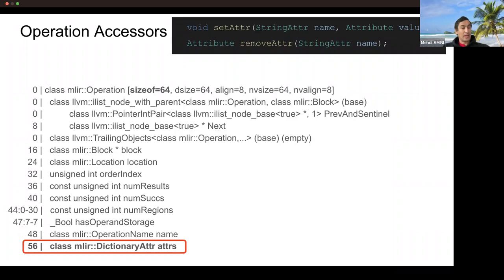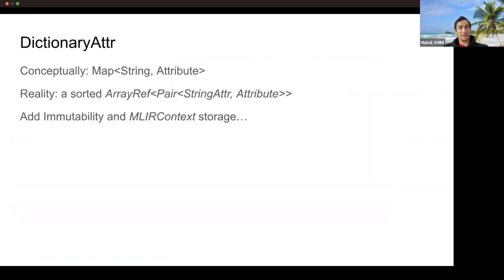This is the member we are looking at, the very last member of the operation class. There is the dictionary attribute, which is itself an attribute, right? So conceptually, a dictionary attribute is a map. It maps a string to an attribute value. In reality, how it's implemented, it's an array of pairs of string attribute and any attribute. The pair represents the key and value, and it's just a sorted array, sorted by the key. So when you want to query something, you can imagine that you can just do a bisection to find the right place. And you note that the keys are also attributes themselves. This is really the implementation of a dictionary attribute. Now, think about that. This is also immutable, and it is stored in the context. And you can imagine how any mutation of this dictionary can be very costly.